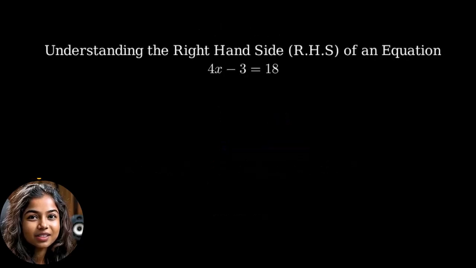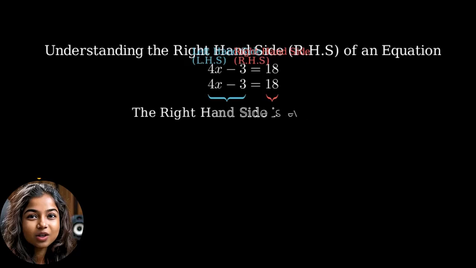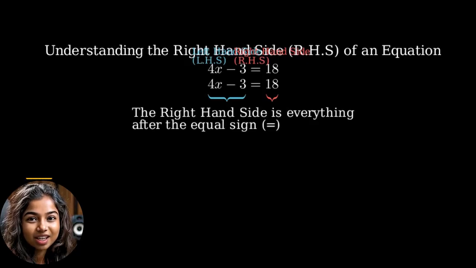Let's understand what the right-hand side, or RHS, of an equation means. In any equation, the equal sign acts as a divider that splits the equation into two parts, the left-hand side, or LHS, and the right-hand side, or RHS. The right-hand side is everything that appears to the right of the equal sign. In this equation, the right-hand side is simply 18.